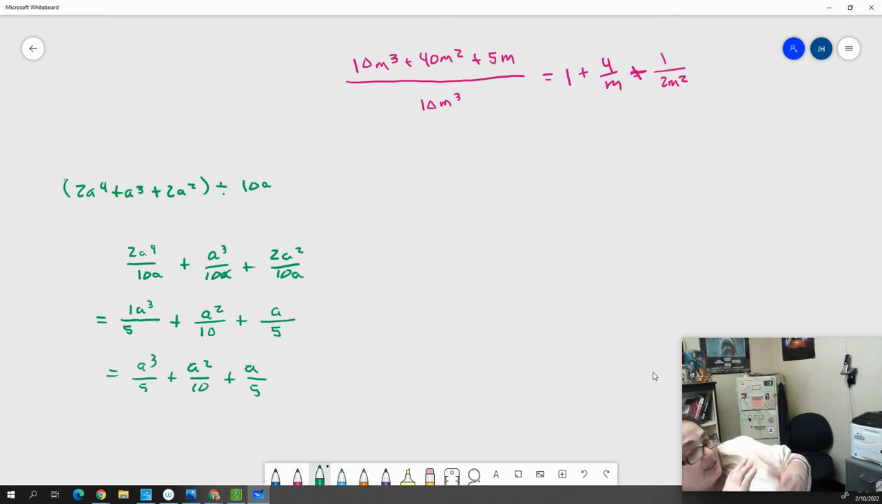Does that make some sense when it comes to reducing, the way it's just really a reduction with the fractions? Okay.